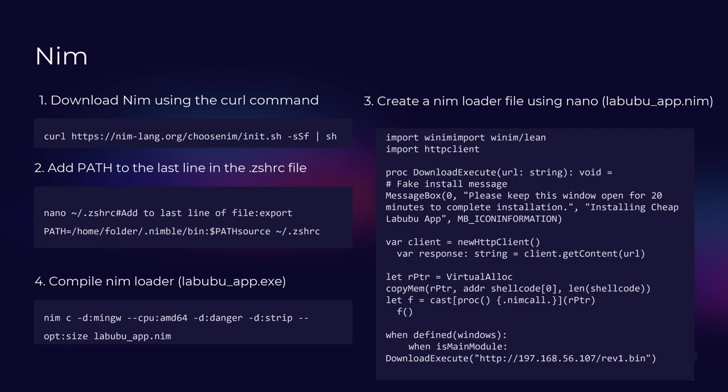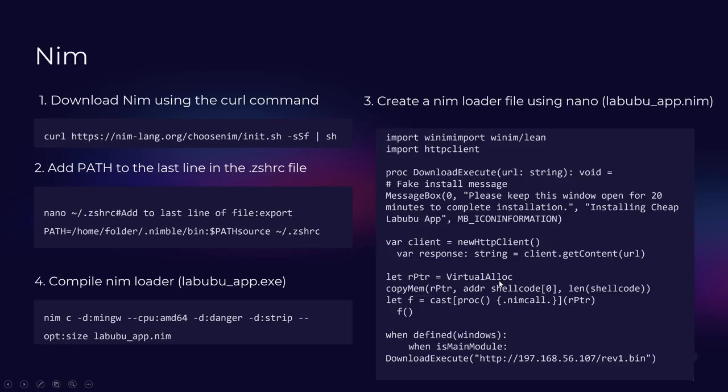In the product download execute line, right here we have the message box: "Please keep this window open for 20 minutes to complete installation." This helps keep the target from closing the window, buying time to establish persistence. If the target closes the file, the connection is severed, so it's important for the target to keep the file open. On the next line, what these lines are doing is downloading the rev1.bin file from the Python HTTP server.